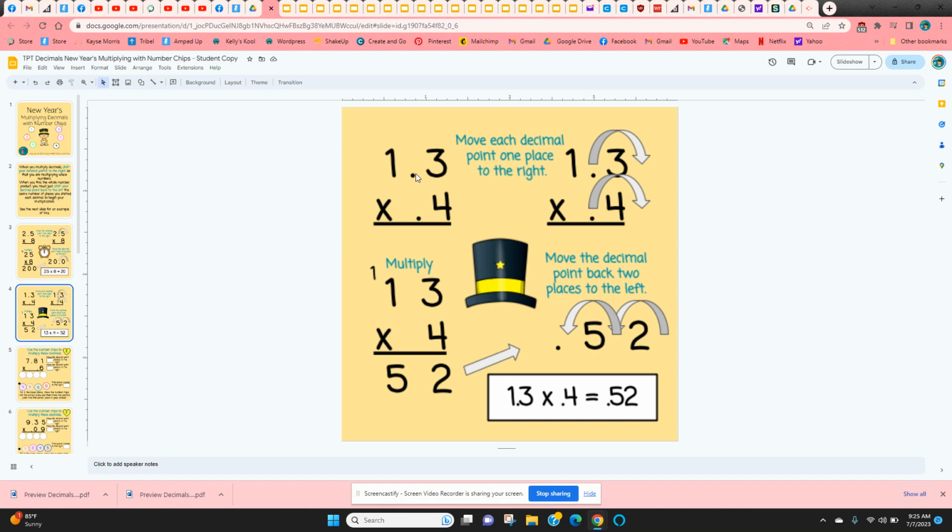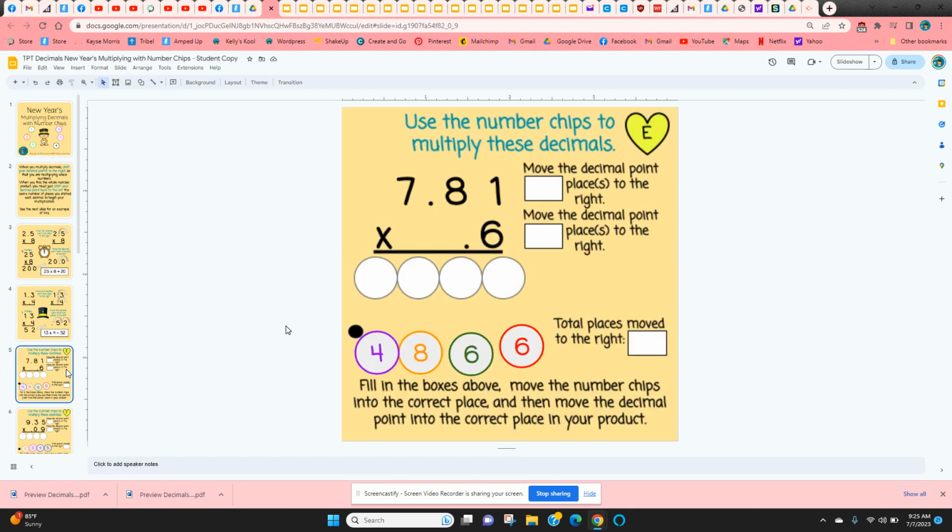Here's an example when you're going to be moving two places to the right because you have two decimal points that you're moving. So two places to the right, when you get your product, you're going to move back two places to the left. So starting on slide 5, students are going to be moving the number chips into the correct place when they multiply decimals. Every slide has every number that they need, starts out with pretty simple problems and moves to more difficult problems.